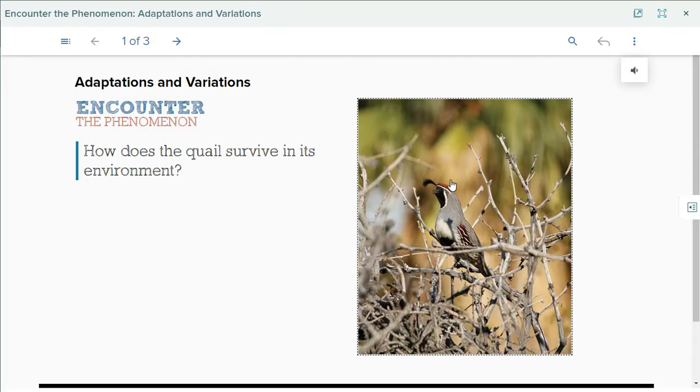Have a look at this bird. This is quail. How is this quail surviving in its environment? Look at its body. Isn't the color almost the same as the branches on which it is resting? It looks so similar to the wood. If you look at this quail from a faraway place, you are not able to recognize that there's a bird sitting on this stem.